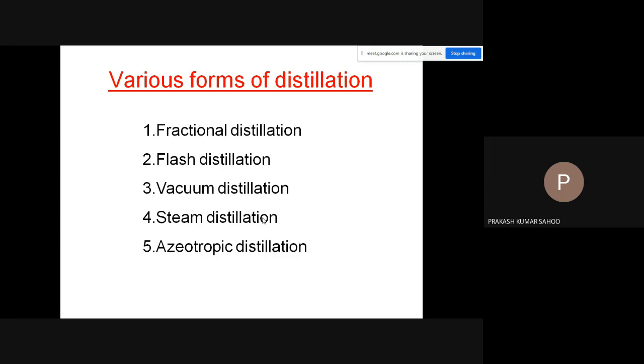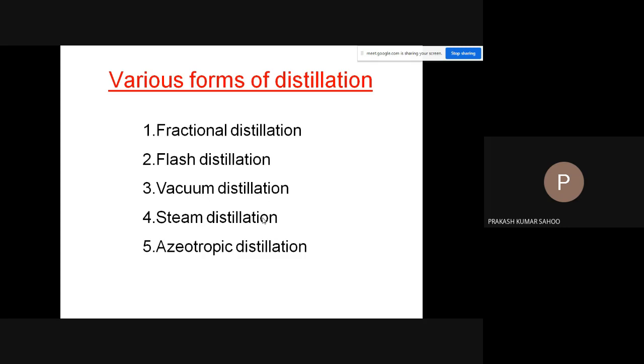And the last one is azeotropic distillation, where azeotropic means liquids with nearly the same or the same boiling point, known as an azeotropic mixture. That is, the components or constituents have nearly the same or the same boiling point. So this process is used for that type of mixture. Azeotropic distillation is used for separating components of a mixture which boil very close to each other.